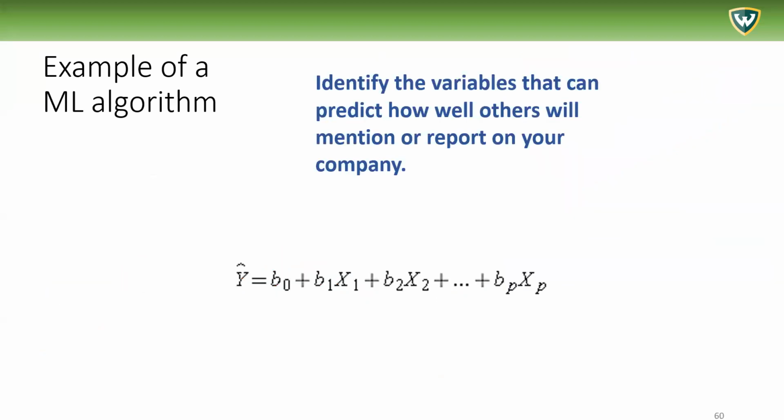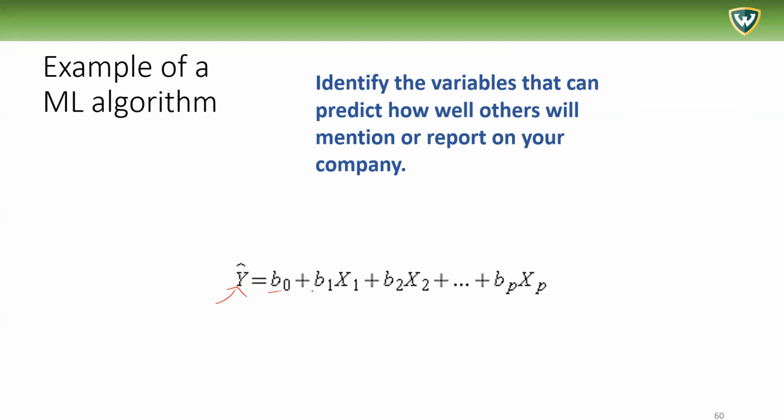So here we have an example. Maybe we can bring up that example we discussed earlier. We can identify the variables that can predict how well others will mention or report on your company on the social media sites or websites. Now, this may be a little tricky, but I wanted to think about it and identify what the variables or what the features are going to be.